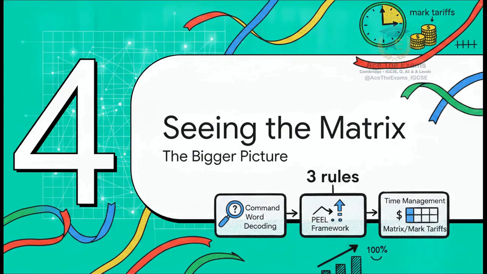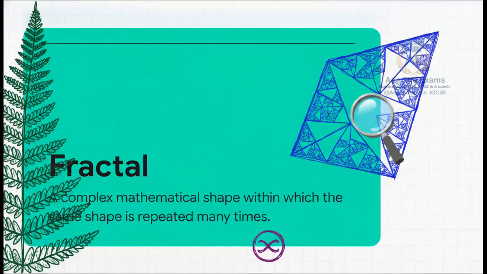Section 4, seeing the matrix. Now we need to bring this strategy back to the bigger picture and lock in your new mindset. The authors actually included a fascinating section at the end of their introduction about the textbook's cover, which features ferns. Why ferns? Because ferns are fractals. A fractal is a complex mathematical shape within which the exact same shape is repeated many times. This isn't just a pretty picture, it is the ultimate metaphor for your exam.